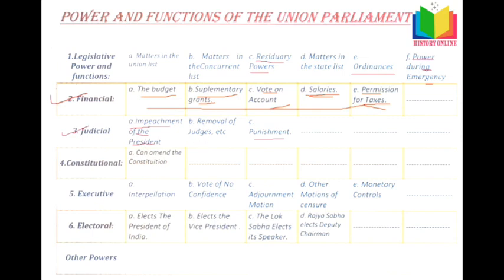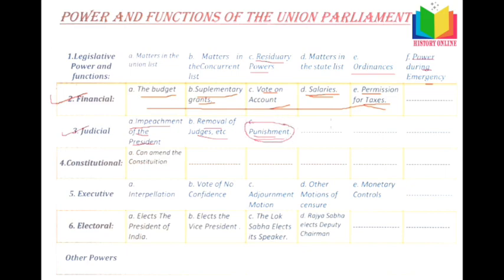The next one is removal of judges. A judge of the Supreme Court or High Courts can only be removed by the president after a joint address by both the houses. The last one is punishment. The Parliament may punish a person for disobeying or disrespecting the house or obstructing the business of the Parliament, and after that the Parliament can punish one member.